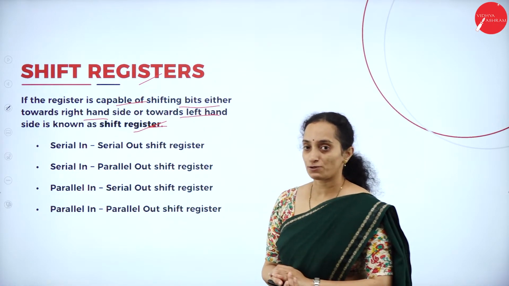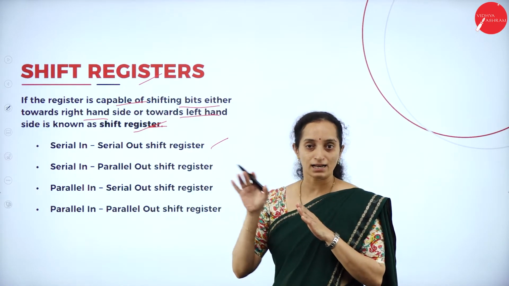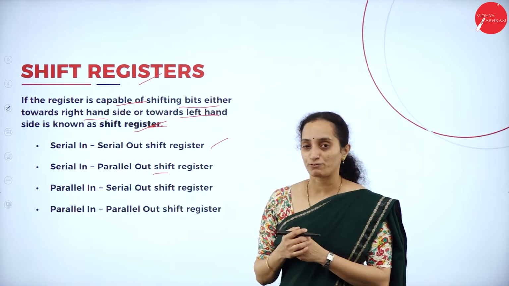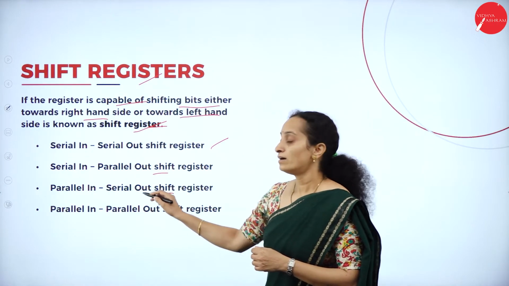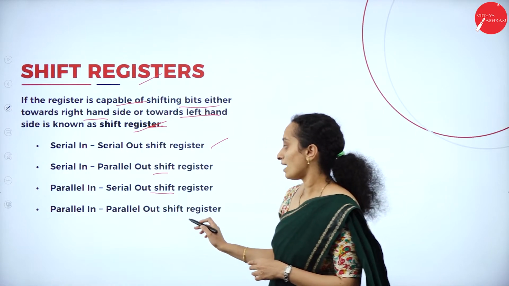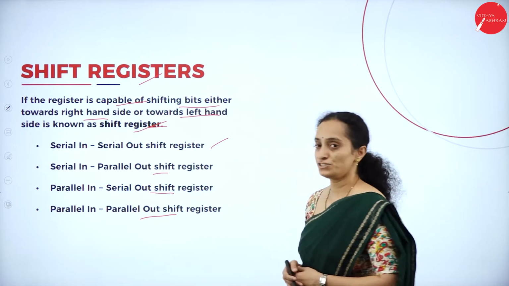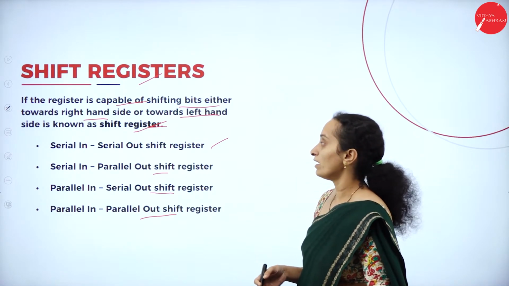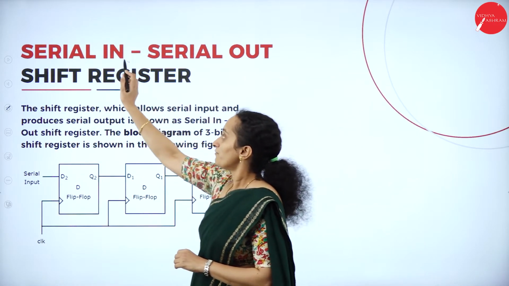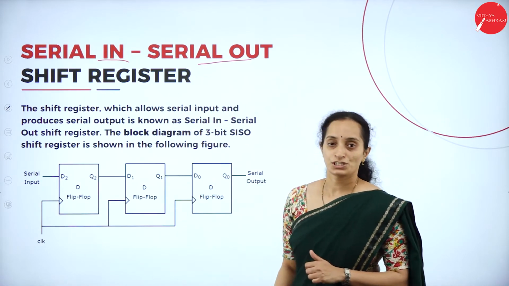There are 4 types of shift register. One is the serial in and serial out register. Then we have the serial in parallel out type of shift register. Then we have the parallel in and serial out shift register. And the last is the parallel in and parallel out shift register. Now let's take each one of them. The first is the serial in, serial out shift register.